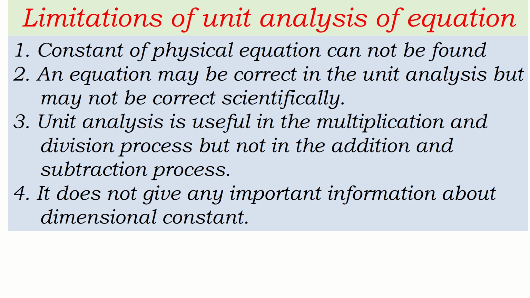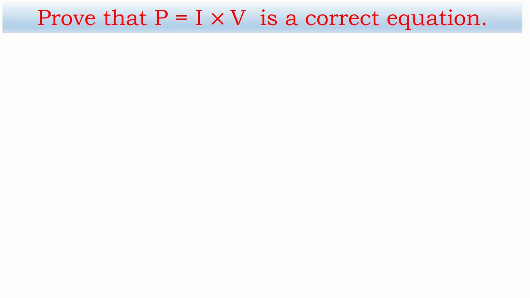Just for example, gravitational constant. We found the fundamental units involved in the gravitational constant, but it doesn't say that it is the force of attraction between two unit masses separated by a unit distance. That's why we cannot get important information about the dimensional constant. Lastly, I want to use the unit analysis for the analysis of another important equation.